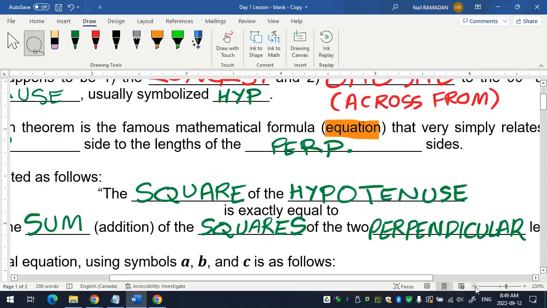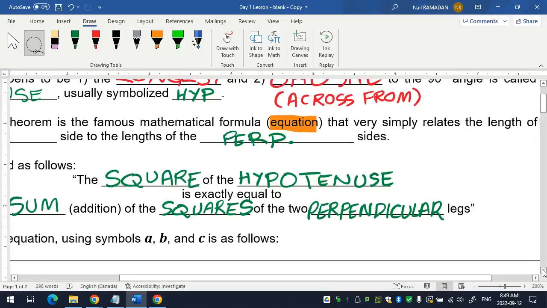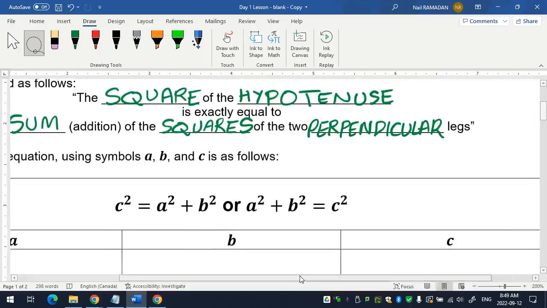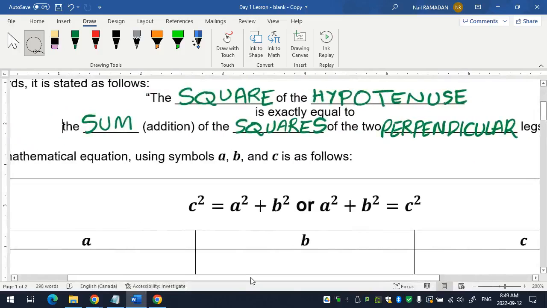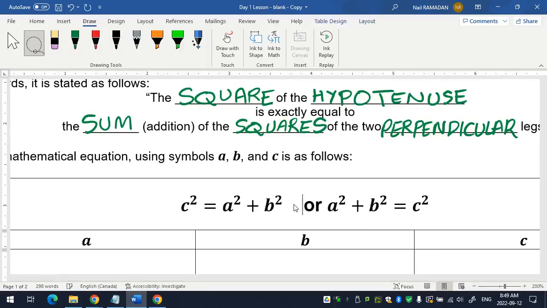Okay, all right. So in words, ladies and gentlemen, here it is. This is the infamous or famous Pythagorean theorem. Let me just give some space here. Give me 1 second.